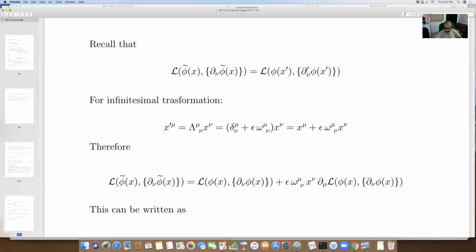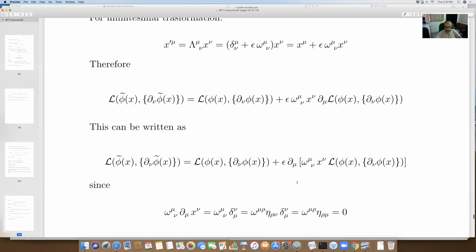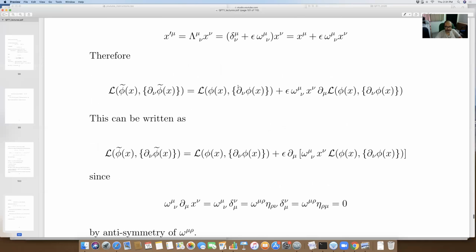That looks problematic. But now we claim that this same expression, that is there on the right hand side, can be written by pulling the del mu outside the whole thing. So the difference between this and this is that you have this partial derivative sitting outside the whole expression. Any question?